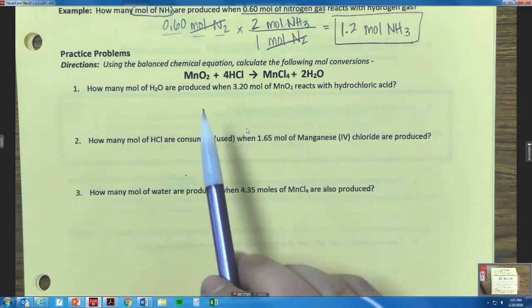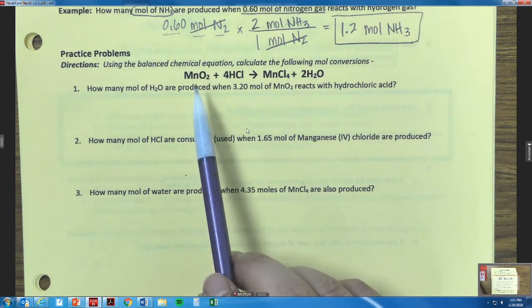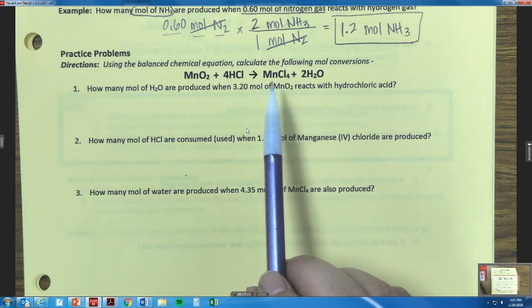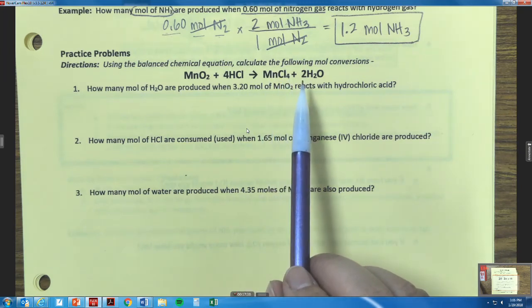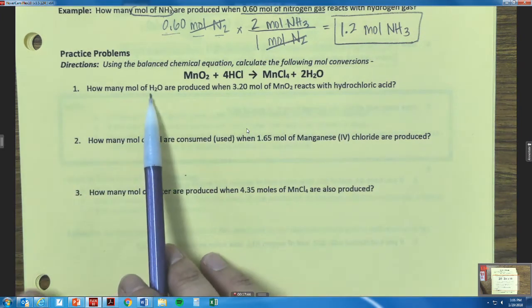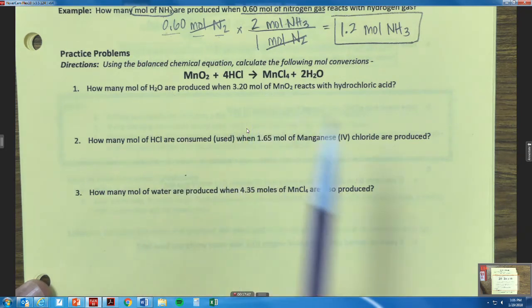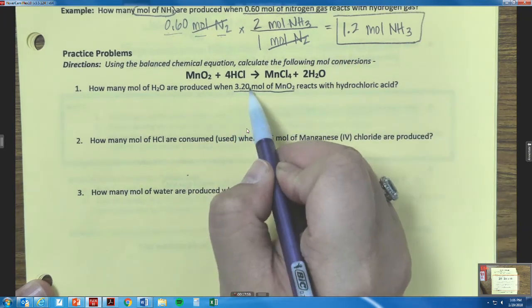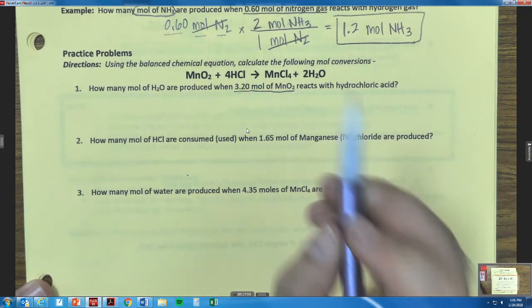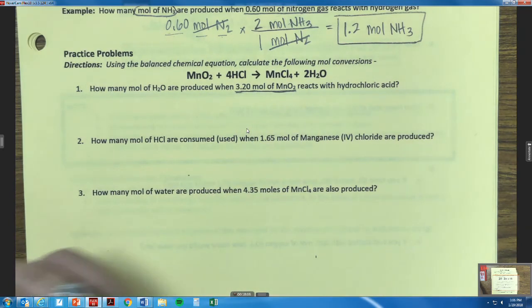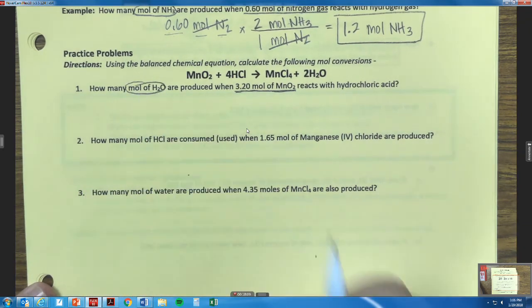Our practice problems have a balanced chemical equation of manganese oxide plus hydrochloric acid yields manganese chloride plus water. Number one: how many moles of water are produced when 3.20 moles of MnO2 reacts with hydrochloric acid? So what's your given? Automatically just look for your number. Wherever you have numbers, that's most likely your given. So 3.20 moles of MnO2. And our question is looking for moles of H2O.